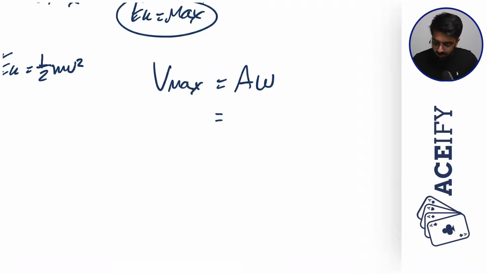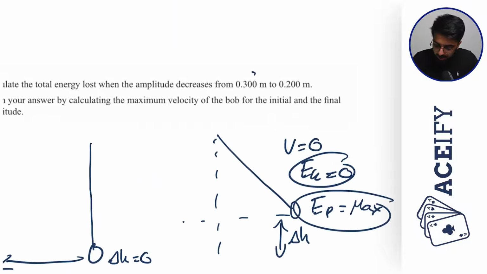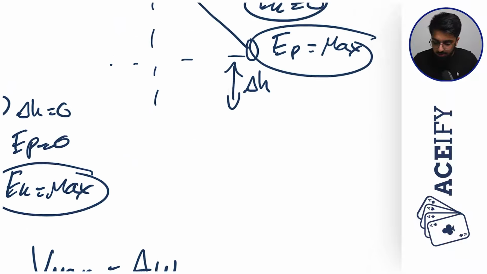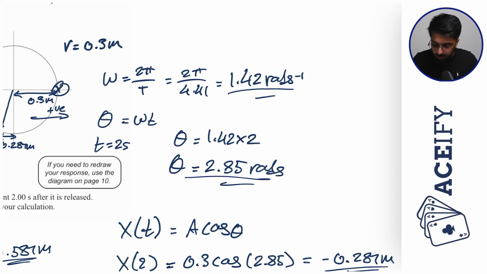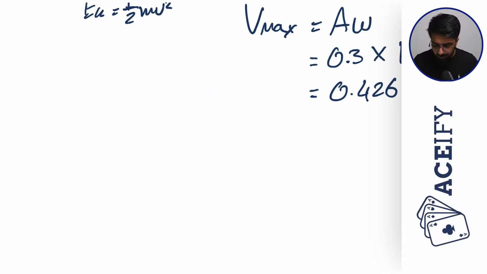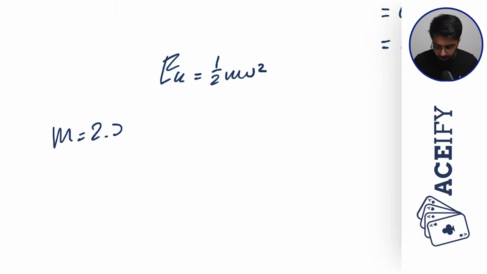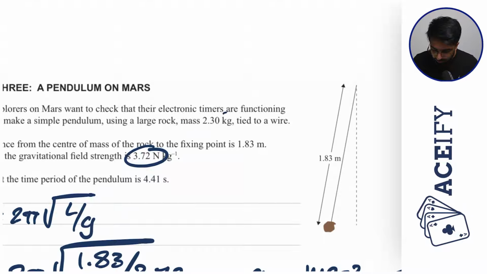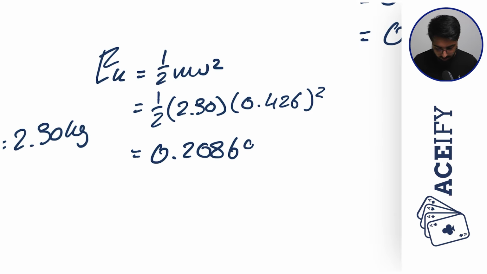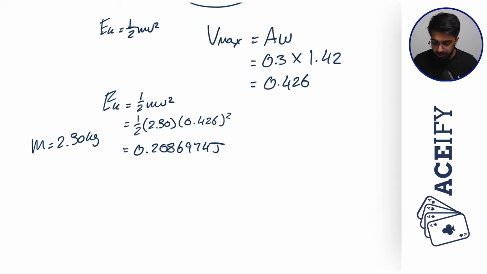And so therefore, for our initial case, where we had initially an amplitude of 0.3, we can say 0.3 times our angular velocity, which we calculated before, right here as 1.42, okay? 1.42, and this gives us a Vmax of 0.426, and therefore, as EK is equal to half mv squared, as our mass is equal to 2.3 kg, right? That is given right here. We can say our EK is equal to half times 2.3 times 0.426 squared, and that's equal to 0.2086974 joules, okay? So that's our initial case.